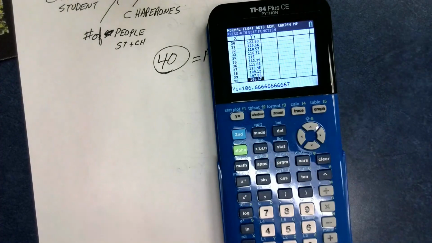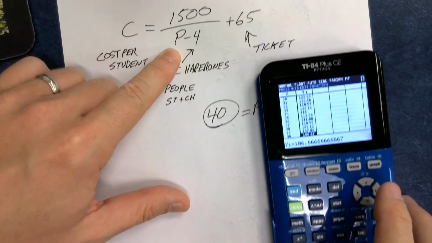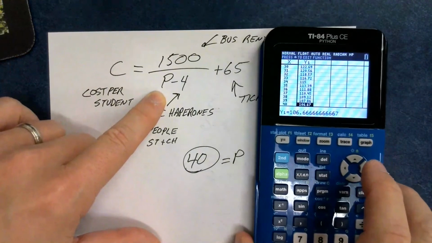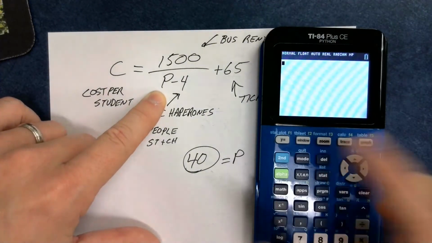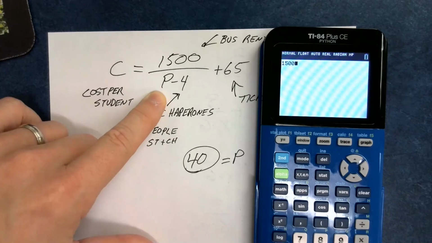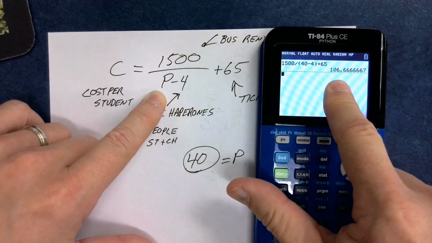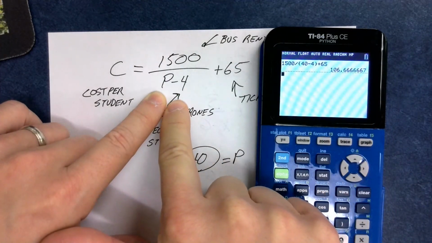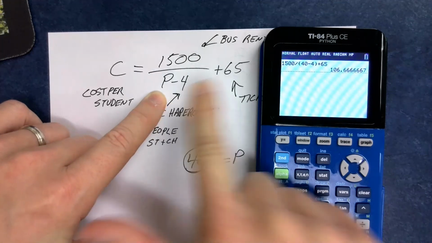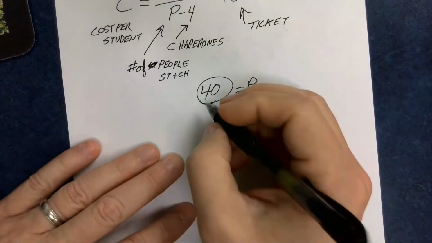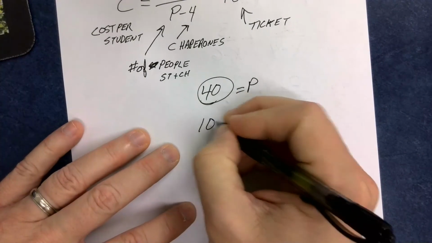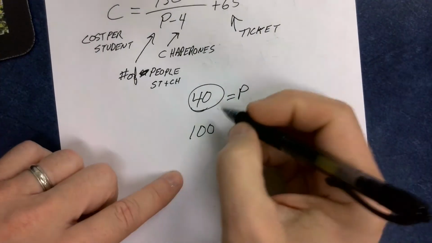Now, of course, I didn't have to do it like this with the chart. I could have actually just plugged 40 into the original equation, because that's all this table is doing, is plugging all those things in. So I'm going to go here, second clear. I'm going to do 1,500 divided by parentheses 40 minus 4, close parentheses, plus 65. And you can see that I get the same 106.66 repeating just by plugging it into the equation. Awesome. So my next question would be, how can I get the cost down to $100? Right now it's at 106.67 for 40 people.